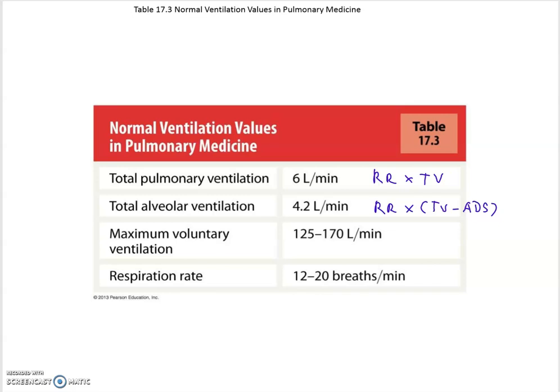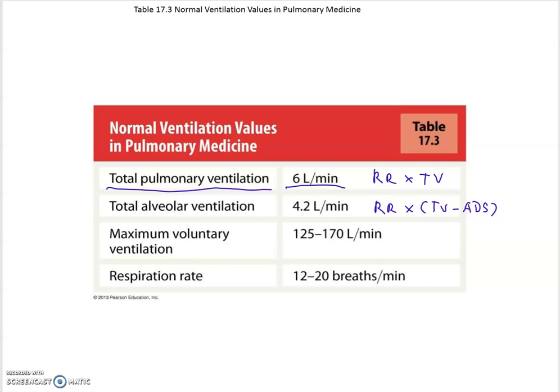This table here summarizes the normal ventilation values that you would measure on average. The total pulmonary ventilation is a number that you should know. It's on average about 6 liters per minute, and we calculate it by multiplying the respiratory rate of about 12 breaths per minute times the tidal volume of about half a liter, 0.5. So that would be 6 liters per minute.